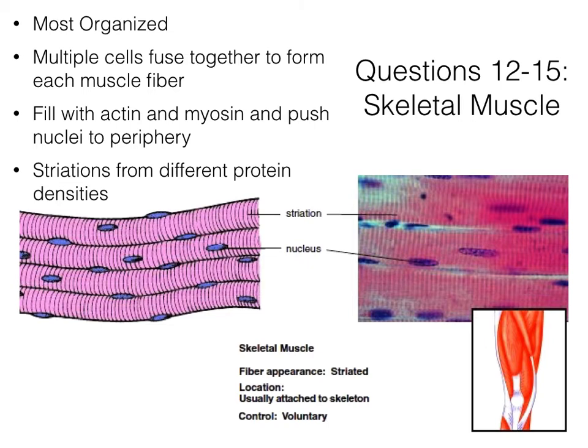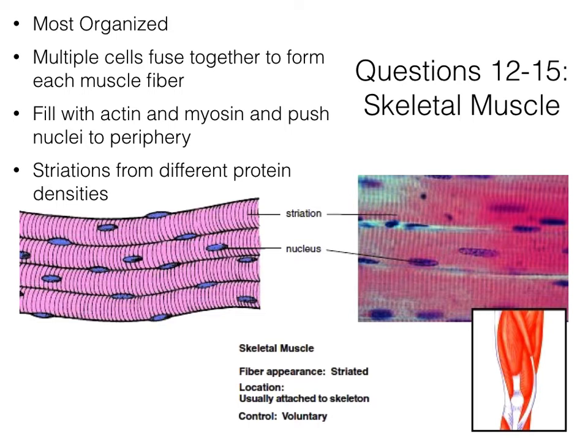The next type is skeletal muscle. This one is the most organized. During development, individual cells actually fuse together to form large muscle fibers. And then kind of like a red blood cell, those muscle fibers basically fill up entirely with actin and myosin, right? Those are the proteins that work together to make the cells contract. Unlike a red blood cell, though, the nucleus isn't lost.